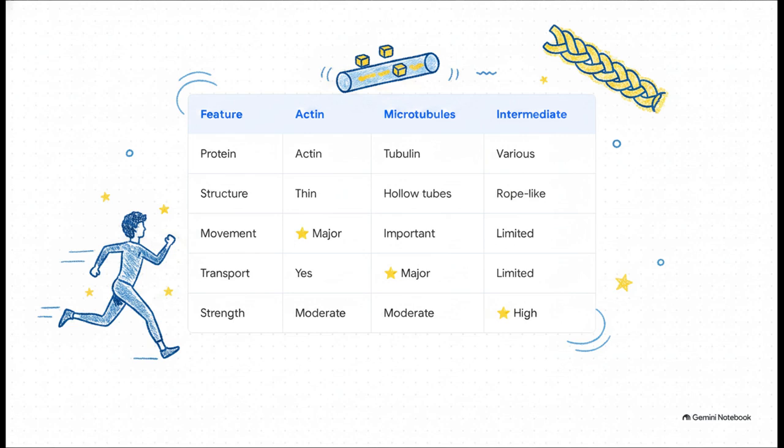Next, we have microtubules. These are hollow tubes made of a protein called tubulin, and you can think of them as the major transit highways for intracellular transport. And finally, we have intermediate filaments. These are rope-like fibers made of various proteins. Now, they don't do a whole lot for transport or movement, but man, they are absolute superstars when it comes to providing high mechanical strength.